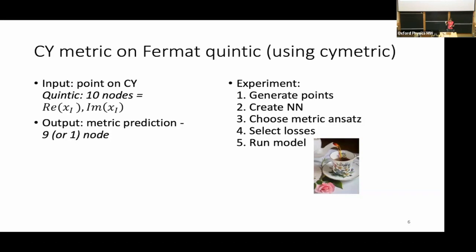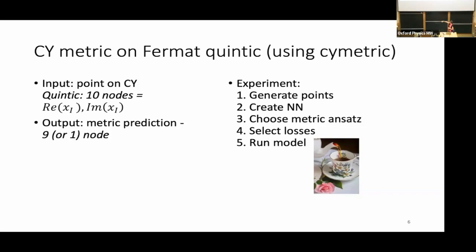So the output will be the metric predictions. This is a Hermitian metric for a space of three complex dimensions, so it will have 9 entries, a 3 by 3 matrix. If you're predicting the full metric, then you will have 9 nodes in your output. We also have a metric ansatz where you're basically predicting a Kähler correction to the metric, and then the output is just one node, which corresponds to the correction to the Kähler potential, which is one function.